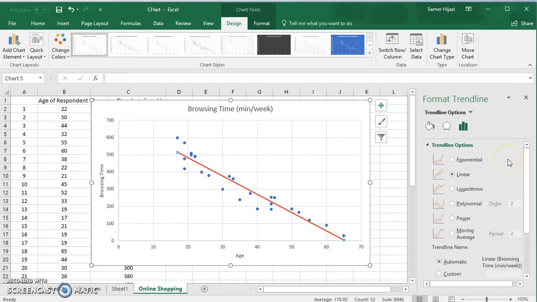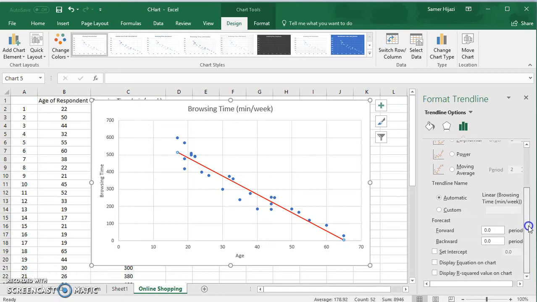Let's go back over here, and now what is the equation of the line? Now we know that we have several forms for the equation of the line. One of them is the slope-intercept form, y equals mx plus b, where x is the independent variable. In our case, it's the age of the respondent, and y is the dependent variable, which is the browsing time. So we have formulas in regression and correlation, which we're going to look at later, to determine the equation of the line. But here, Excel will calculate and display it for us right away.